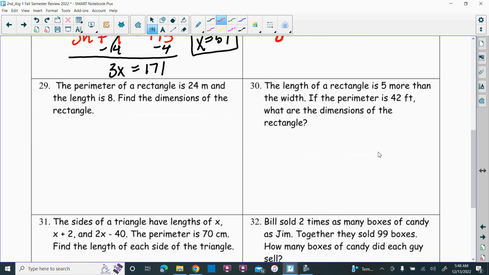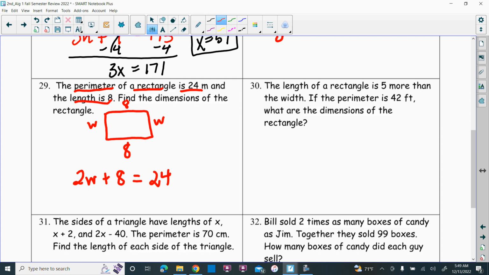We do have some perimeter problems, and you may have to draw a picture to help you. It says the perimeter, our distance around, of a rectangle is 24, and the length is 8. Find the dimensions of the rectangle. If I were drawing a rectangle, I know the length is 8, so opposite sides are 8. What I'm missing is the width. Now I can combine like terms, which basically means adding up our sides to show perimeter, and that would be 2w plus 8 equals 24. So there's your equation to help you solve that.